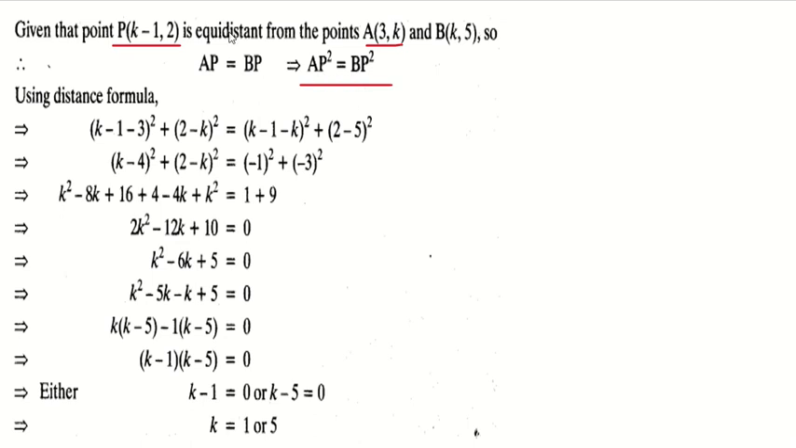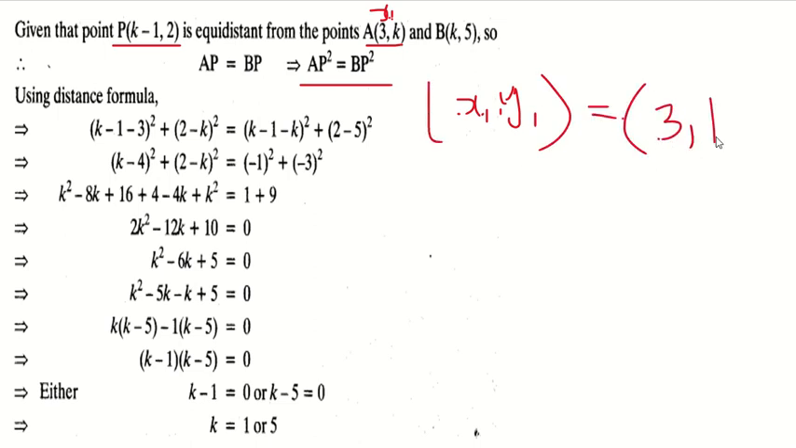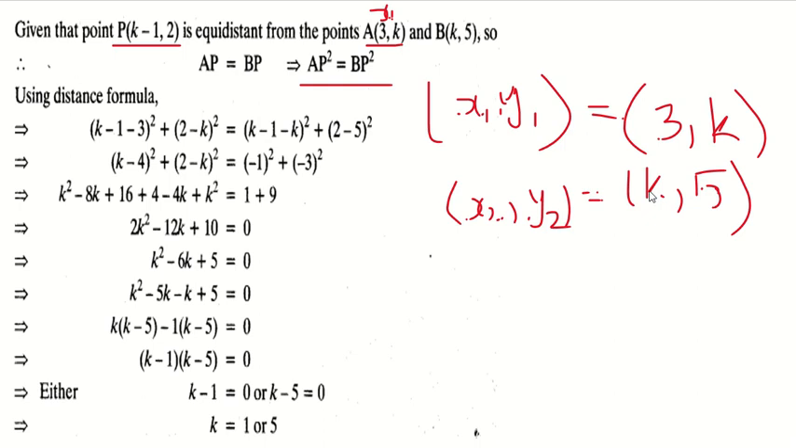x2 minus x1 the whole squared. What is x2 here? See, this is x1. We'll write it over here. What is x1, y1 over here? x1, y1 is 3 comma k. What is x2, y2 over here? x2, y2 is k comma 5. This is x2, y2.